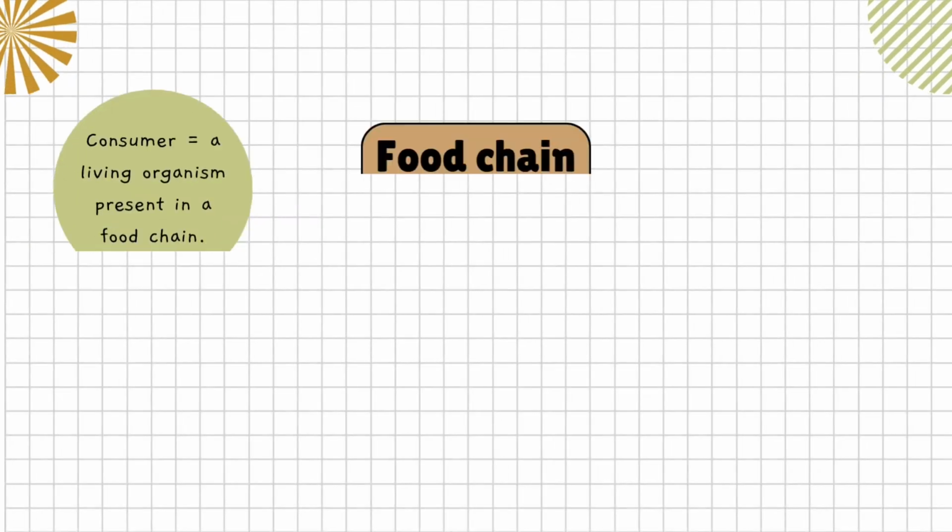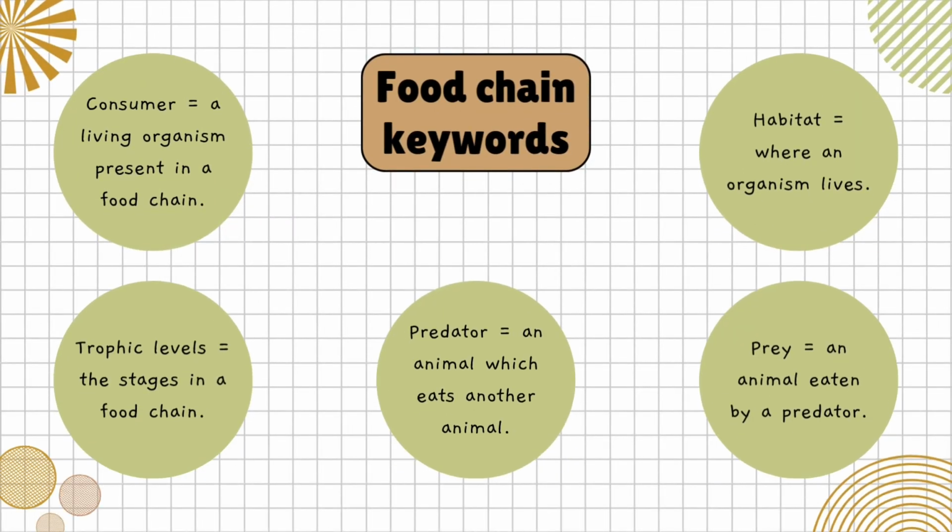All right. So we have here some food chain keywords. So we have consumer, a living organism present in a food chain. We also have trophic levels. This is the stages in a food chain. Predator, an animal which eats another animal. Habitat, it is where an organism lives. And prey, an animal eaten by a predator.